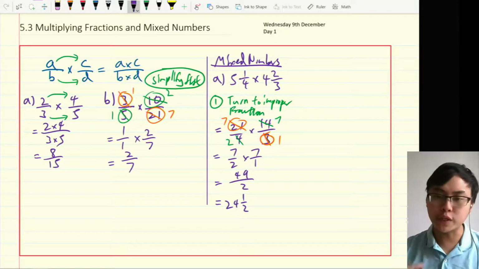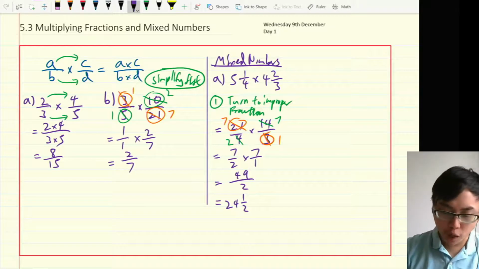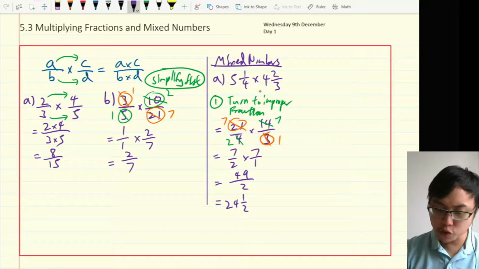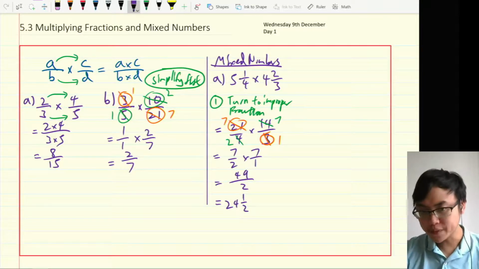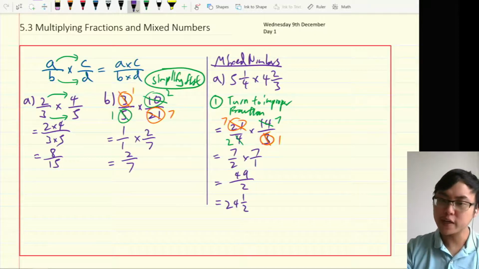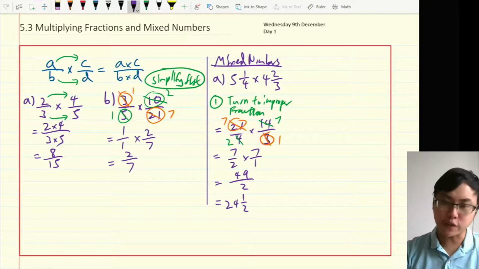So when it comes to your homework, you must first copy down the question. Then you must turn it into an improper fraction. You must show the conversion. And then afterwards, you simplify, and then you can present your answer, okay?